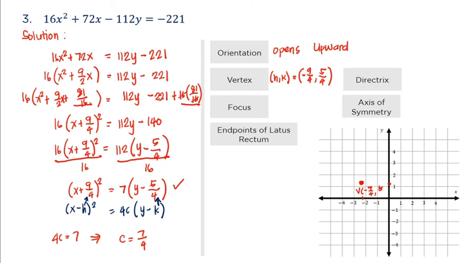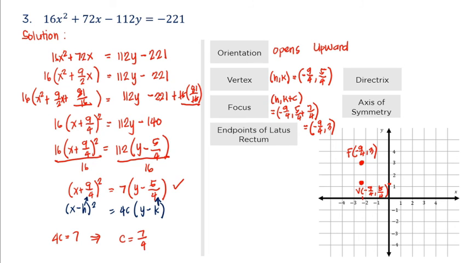Now, since it opens upward, your focus is c units above the vertex. So we will add c to the y coordinate. So you have (h, k plus c). So we have now h is negative 9 over 4, comma, 5 fourths plus our c is 7 over 4. And this is equal to negative 9 over 4, comma, 5 plus 7 is 12 divided by 4, that is 3. So our focus is (negative 9 over 4, 3). So it is here. So we're done with the focus.